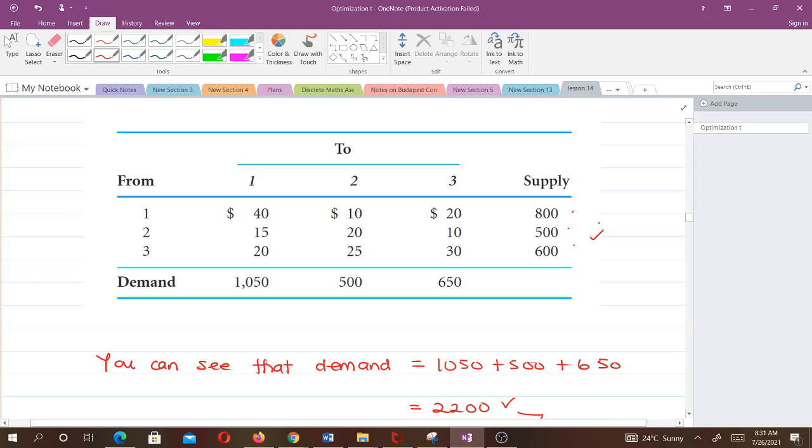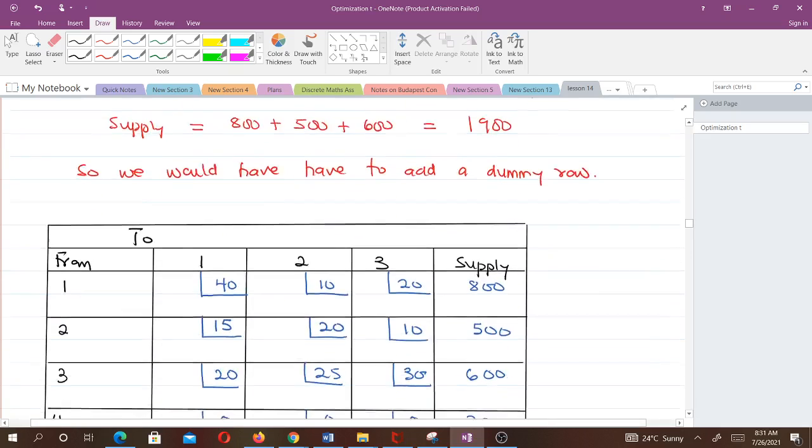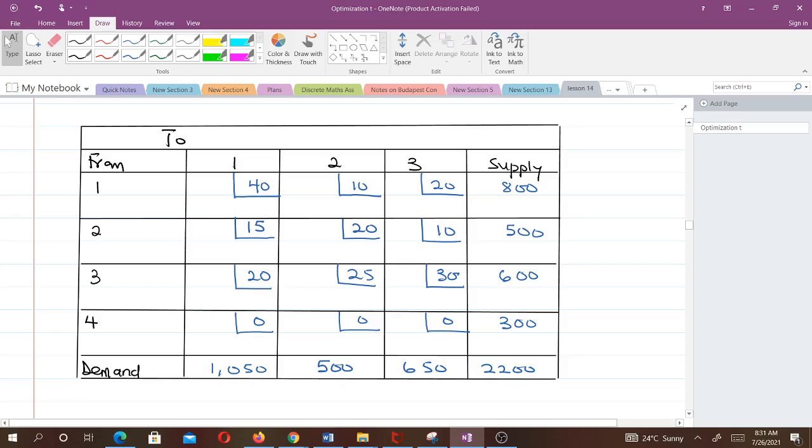Before we can solve this unbalanced transportation problem, we first have to balance it. Here the demand is greater than the supply, so in balancing it, we are going to add a dummy row. The dummy row has a supply of 300, so that when you add all the supply, you also get 2200, and this model becomes balanced. Now that it is balanced, we can solve it.